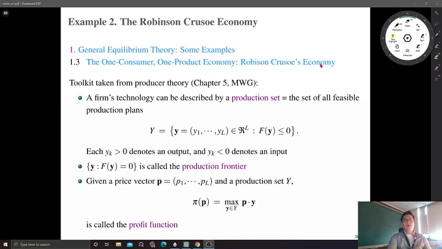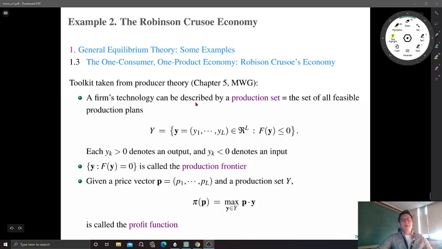In the previous model, in the pure exchange economy, there was no production. So the only issue we had to consider was how to distribute endowments for two consumers, right? But now we are going to take into account the production process. So we are going to borrow some toolkits from producer theory. That is covered in chapter 5 in Mas-Colell, Whinston, and Green.